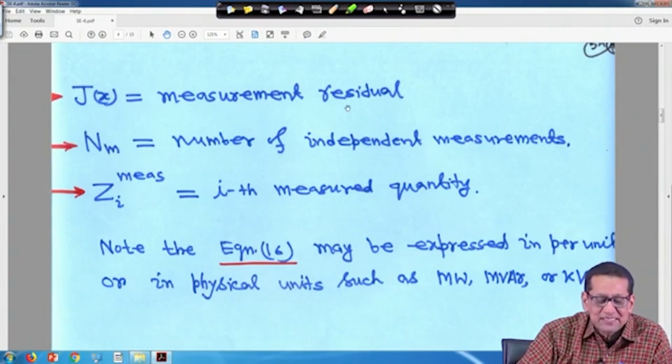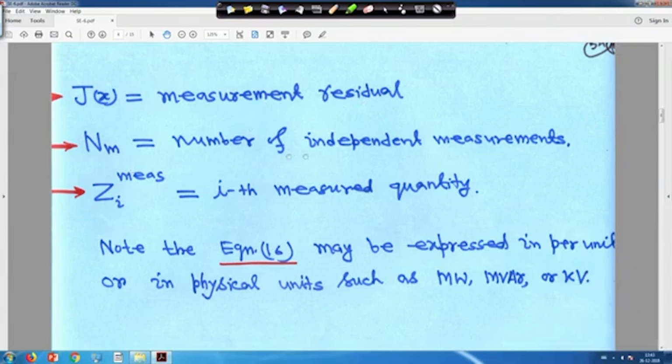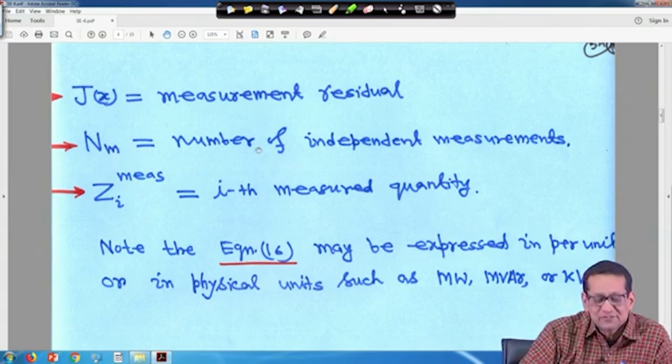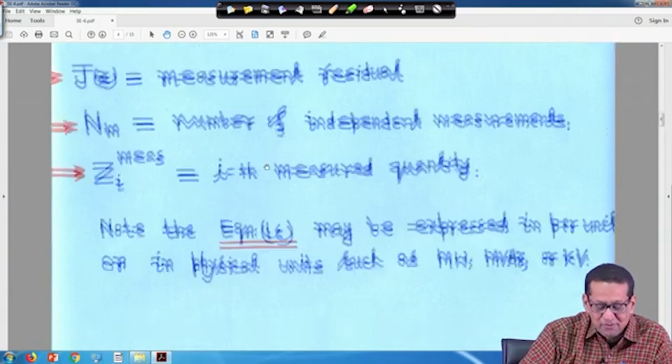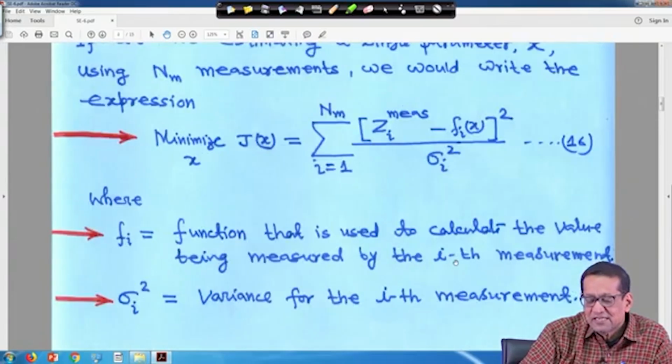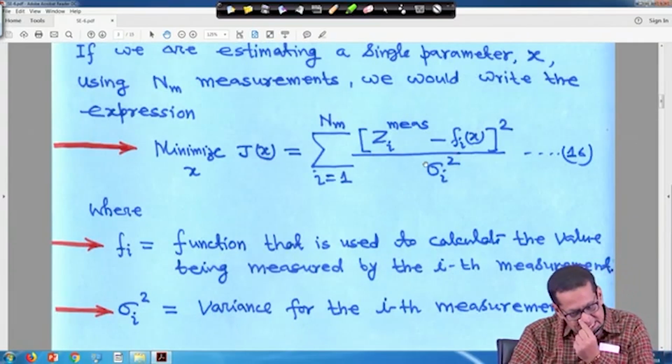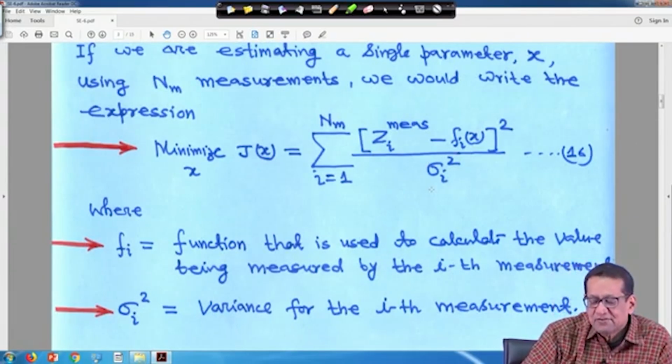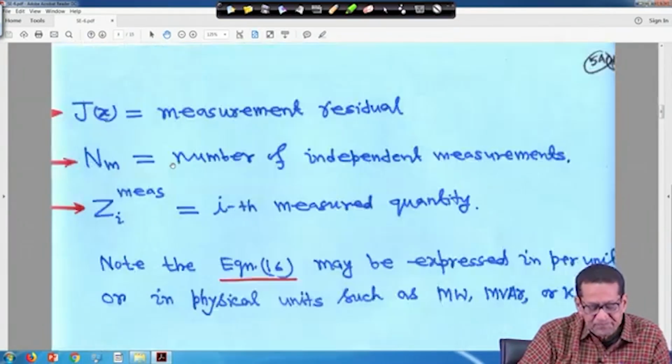So, that is the measurement residual, and nm is the number of independent measurements, right. And z_i measured is equal to the ith measured quantity, right. So, this is the nomenclature. Now, note that equation 16 may be expressed in per unit or in physical units such as megawatt, megavar or kV. I mean, this z_i measured or f_i or sigma, you can take it in per unit or in real quantities like megawatt, megavar, or voltage, kV.